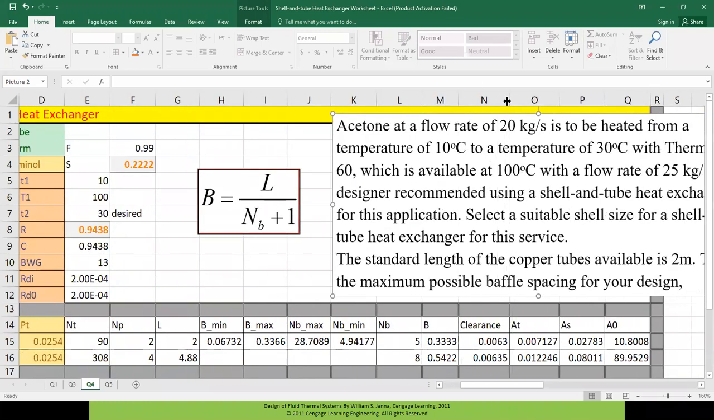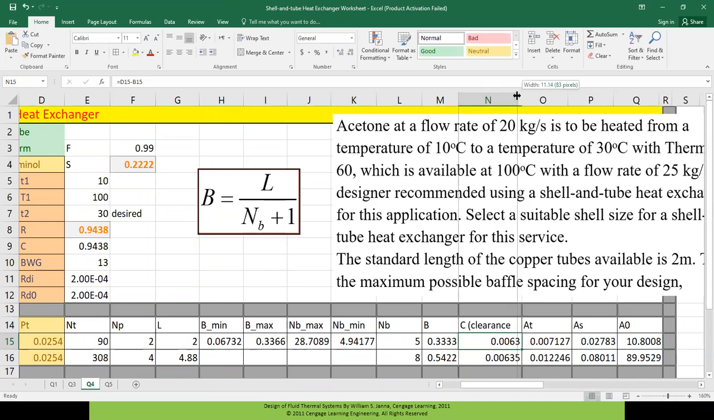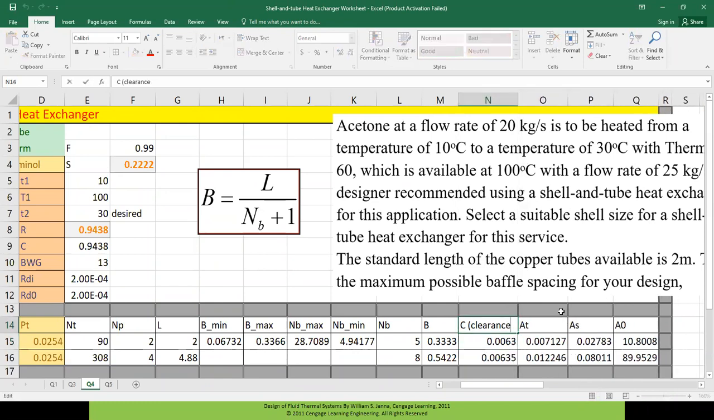Okay. And then we need to calculate the clearance, which we call C, clearance. So what is the formula for clearance? The problem is that you have not watched the video, so everything I have to explain it twice. What is clearance?